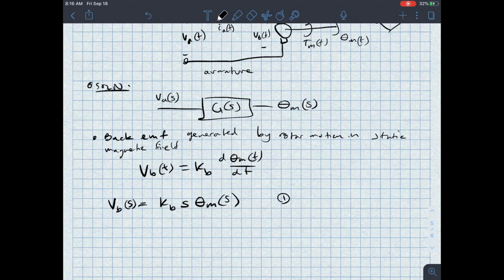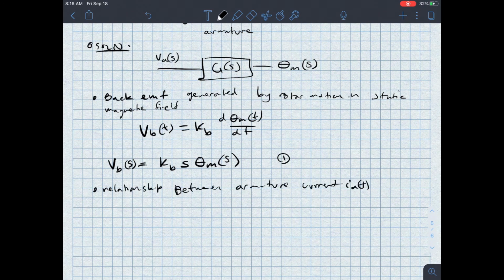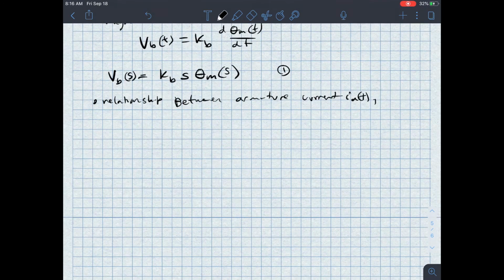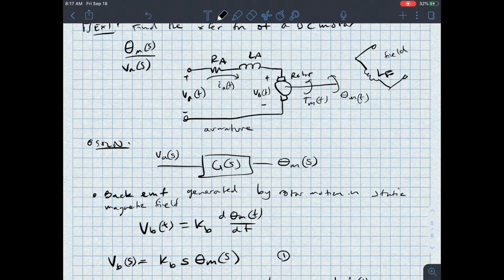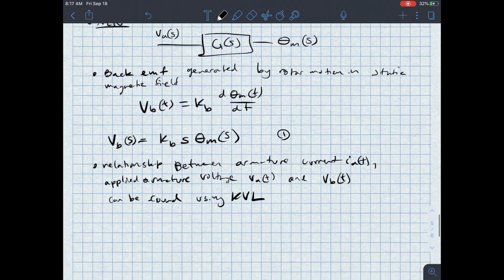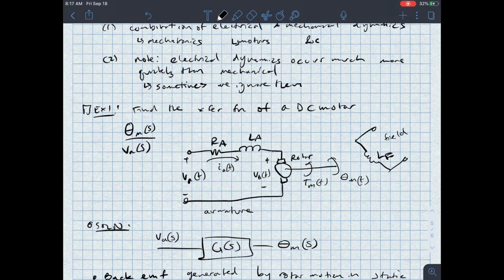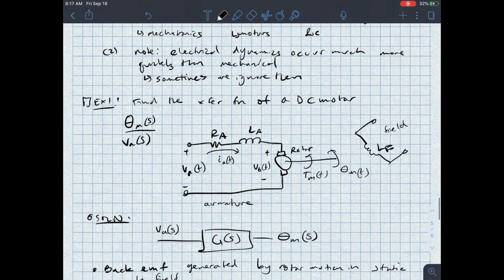The relationship between armature current, IA of T, and the applied armature voltage, VA of T, and back EMF, VB of T, can be found by using Kirchhoff's voltage law. All right, so a little bit of circuits knowledge is needed here. I look at this circuit here. I've got negative VA of T is the first thing, negative VA of T. And then I come across this resistor. The voltage across there is RA times IA. In this inductor, I've got LA times the derivative of that current, and then I've got plus VB.